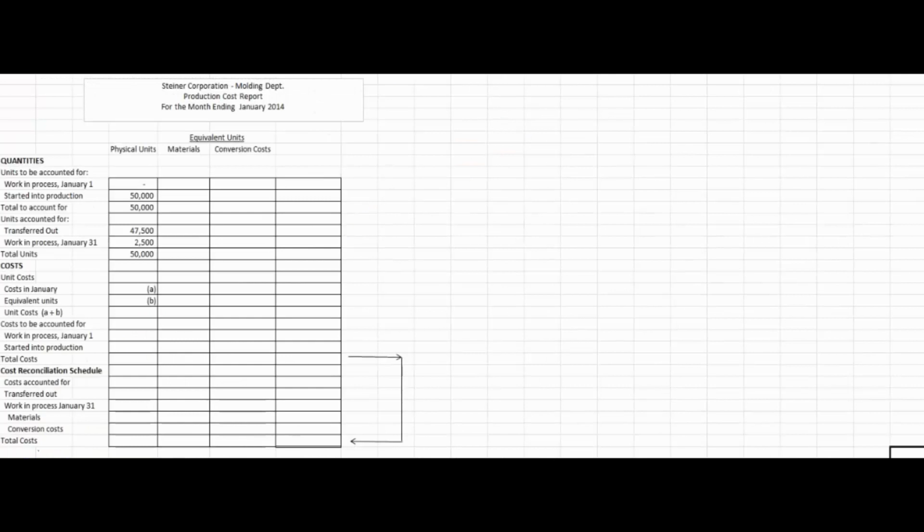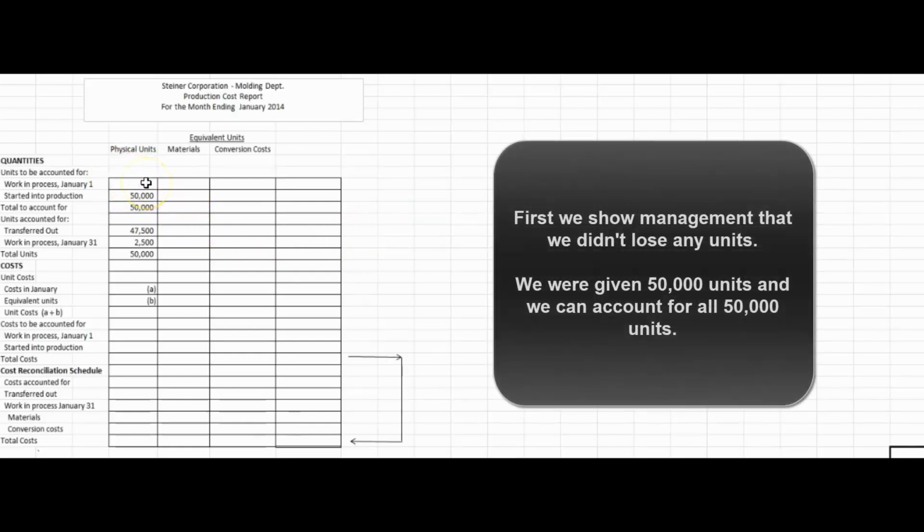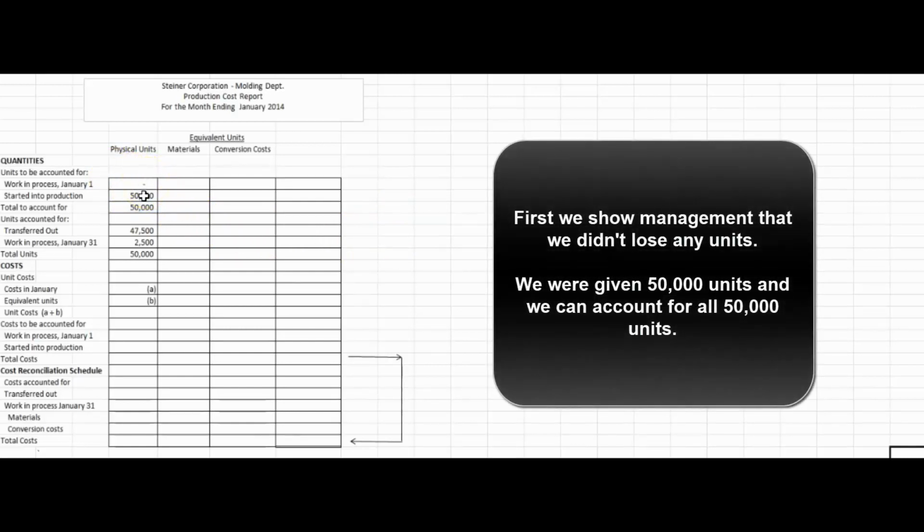The last part of the problem asks us to create a production cost report, which is all the work we just did on one piece of paper in one place. First thing they want to know is to account for the units. Well, we had 0 in beginning work in process. They gave us 50,000. We have to account for 50,000. How do we account for them? We transferred out 47,500. We have 2,500 left. So we can account for all 50,000 units that we were in charge of.